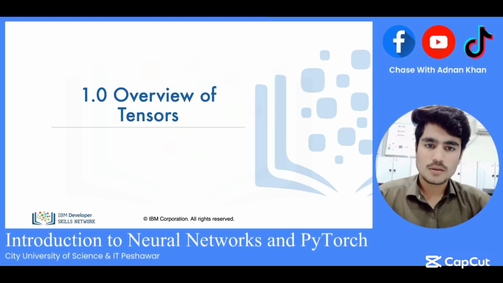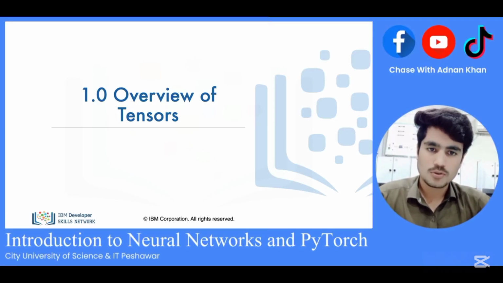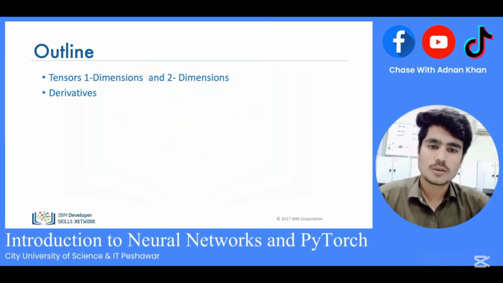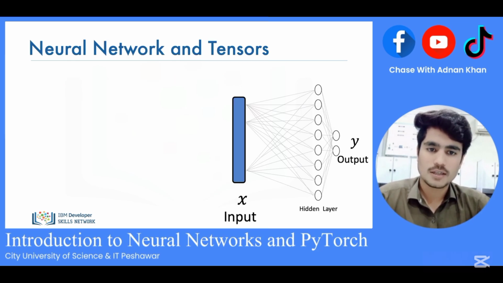In this section, you will learn about tensors and how they are the building blocks of neural networks in PyTorch. In this video, we will review tensors in one dimension and two dimensions, derivatives, the dataset class.